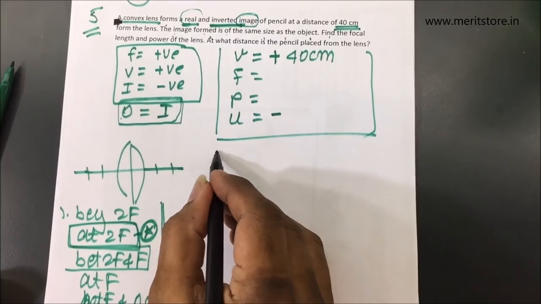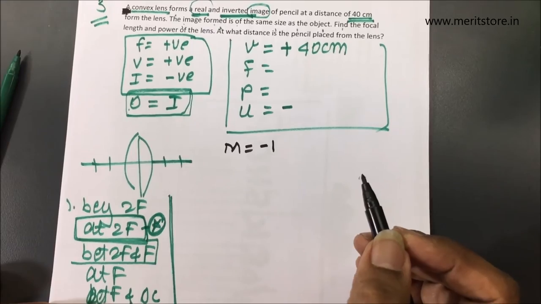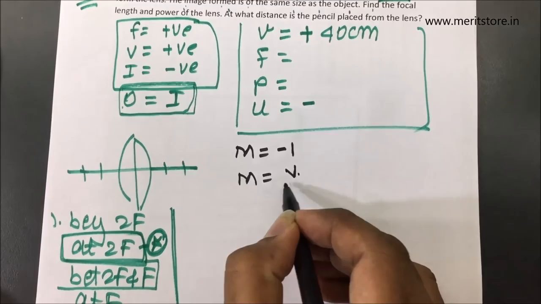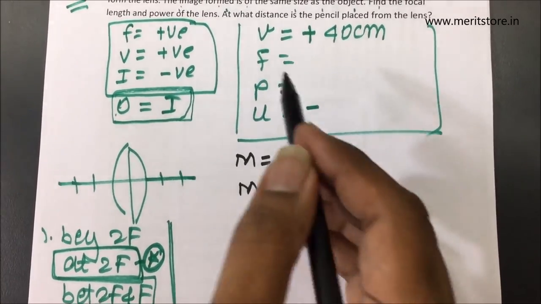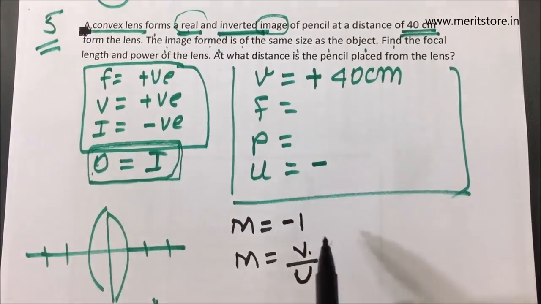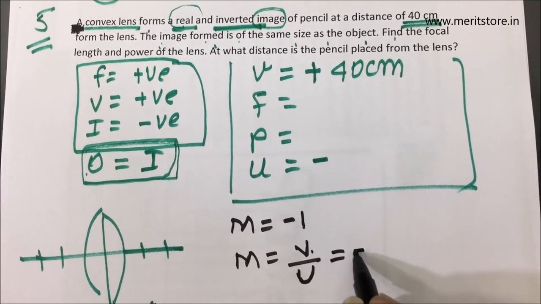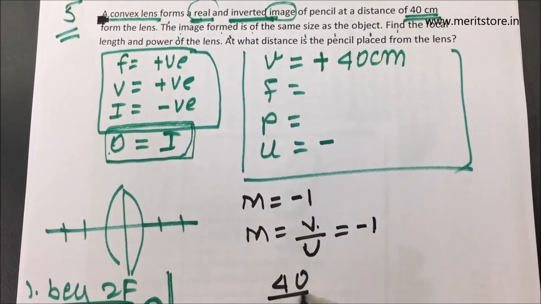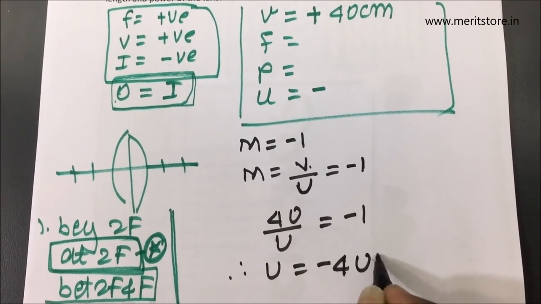Now here, you know that magnification is minus 1. Now, what is the formula for magnification? Magnification is equal to V upon U. How do I know it's minus 1? Because they're telling you that it's the same size. Same size means 1. I is negative, which is why it is minus. Now, that means this is equal to minus 1. Let's substitute this. Now, what is V? 40 upon U is equal to minus 1. Therefore, U is equal to minus 40.